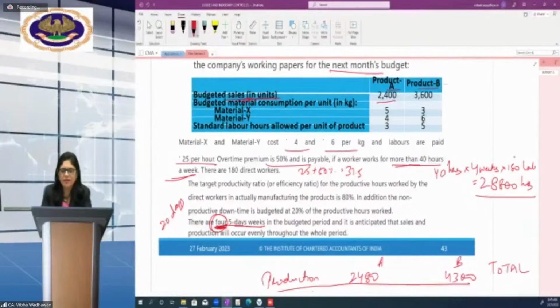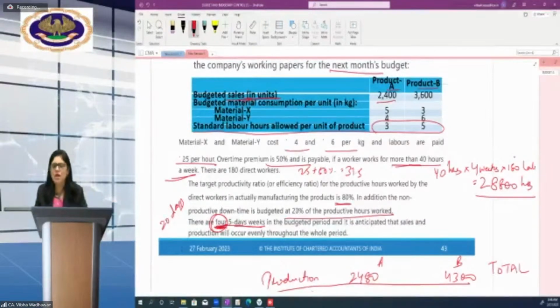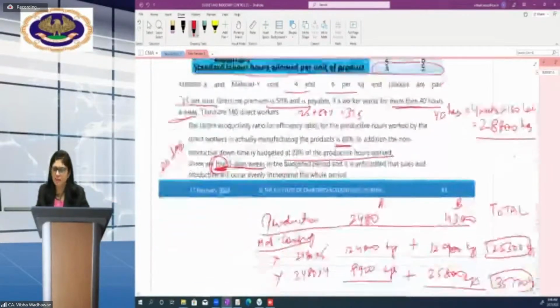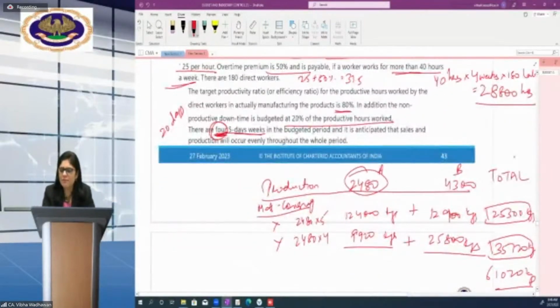The target productivity ratio efficiency for the productive hours worked by the direct workers manufacturing the product is 80%. Okay, so the efficiency is 80%. In addition, the non-productive downtime is budgeted at 20% of the productive hours worked. Let us first find the labor hours consumption. How much labor hours are required? So we have this information, standard labor hours allowed per unit. We know the units for A and B.